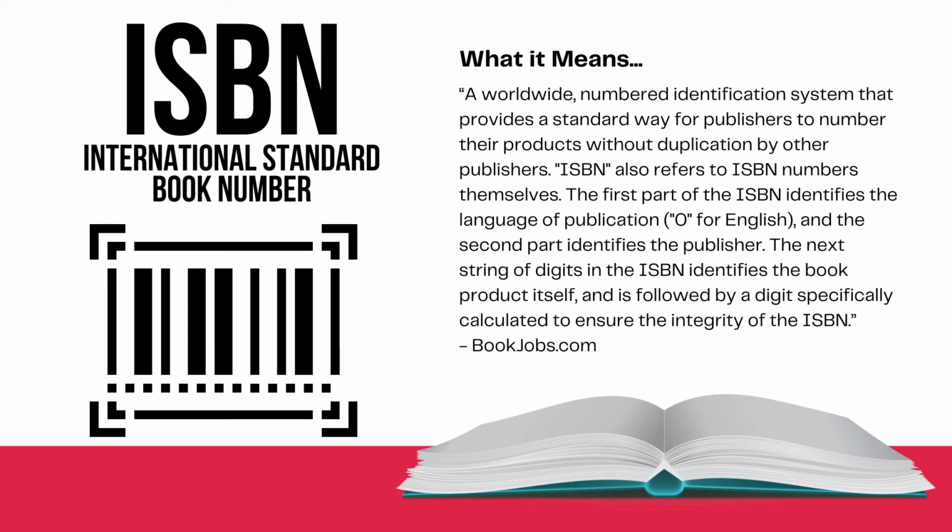The first part of the ISBN identifies the language of the publication, for example, 0 for English, and the second part identifies the publisher. The next string of digits in the ISBN identifies the book product itself and is followed by a digit specifically calculated to ensure the integrity of the ISBN. All this is kind of complicated, but really what it means is it's just the book ID number that will help keep it separate when tracking sales for the author and the publishing company. This book number also helps bookstores, libraries, and consumers find an exact book they are looking for.